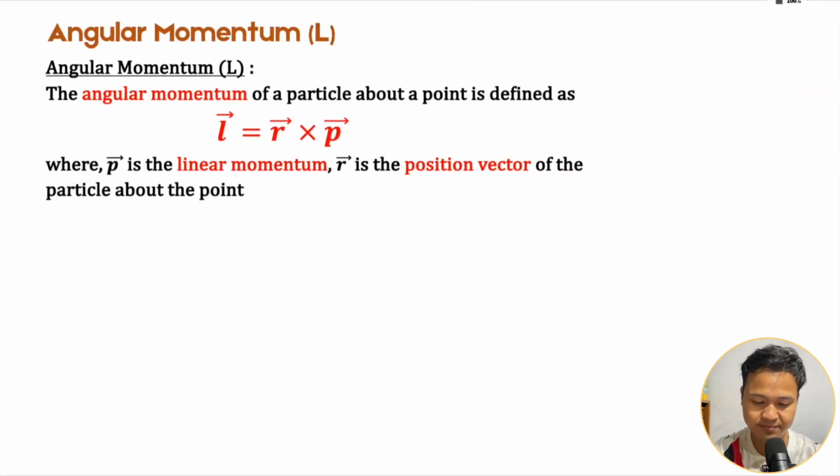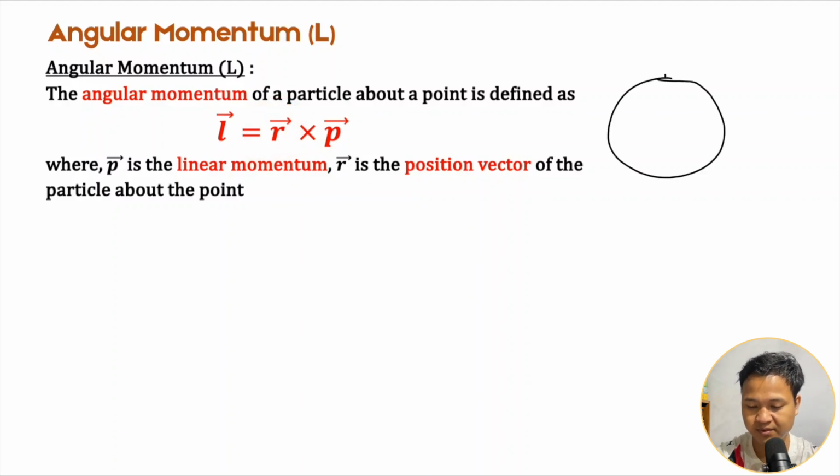Okay. So now we come to what we call angular momentum. See, angular momentum of a particle about a point is defined as L equals r cross P. Here r is the position from the axis of rotation, the point about which we take the angular momentum.